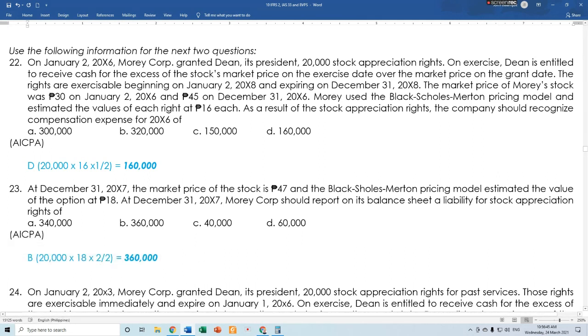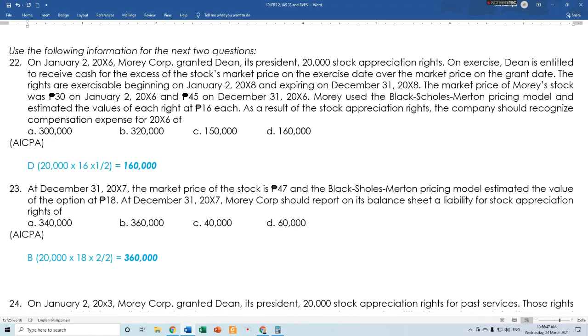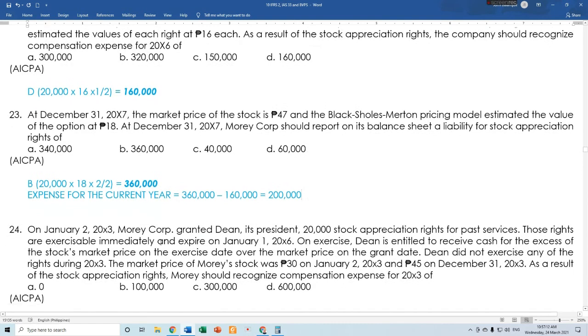Tapos kung gusto mong makuha yung sagot ng expense for the current year, ang gagawin mo, kunin mo yung 360,000 na total, ibawas mo yung 160,000 na recognize mo ng previous year, which is going to be 200,000. Yan. So, ang expense mo for the current year, 200,000. Pero yung total liability dun sa stock appreciation rights, 360,000 na. Okay, so yan yung 23.